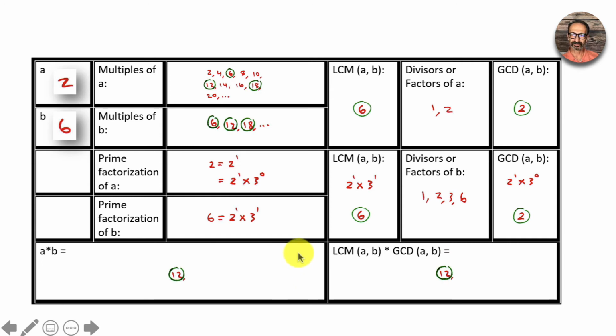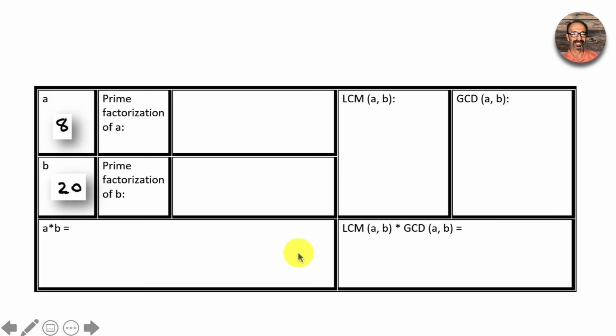Another example, 8 and 20. 2 times 2 times 2 is 8, right? There is no 5's because this has a 5. I displayed 5 to the power 0. And 4 times 5 is 20. Or 2 times 2 times 5 is 20.